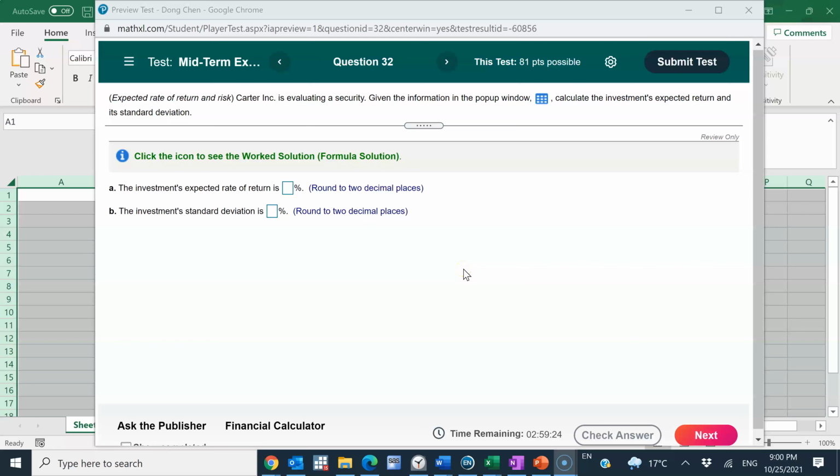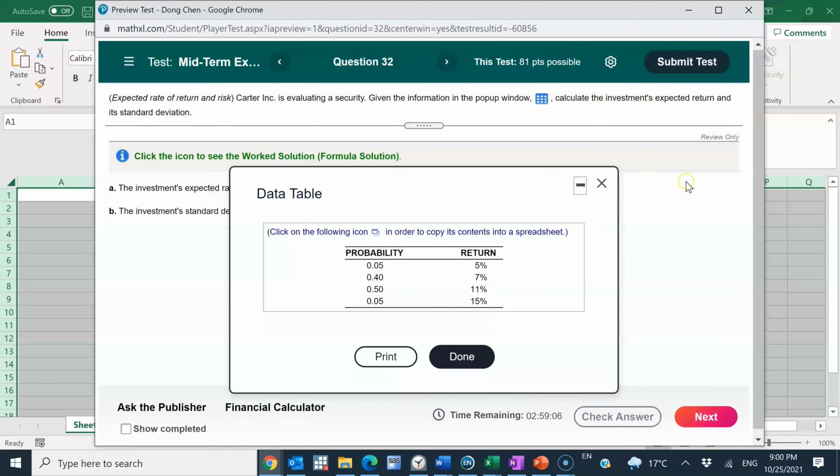This is question number 32 of the midterm exam. Carter Incorporation is evaluating a security. Given the information in the pop-up window, calculate the investment's expected return and its standard deviation. So this is a very standard question on the calculation of the expected return and the standard deviation given the probability of each economy state and the corresponding returns under each economy state.